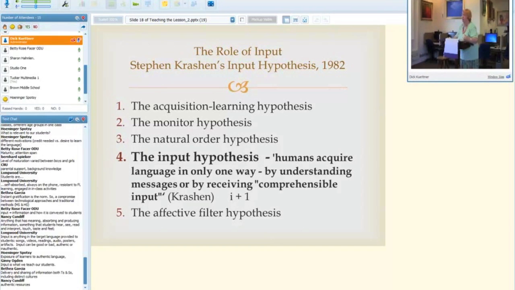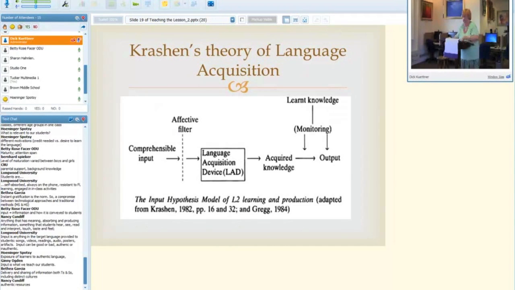Most of you have seen this or a similar representation of his theory of language acquisition. The comprehensible input has to go through that affective filter, as I just mentioned. It is acted upon by the language acquisition device. It becomes acquired knowledge, then it's monitored.